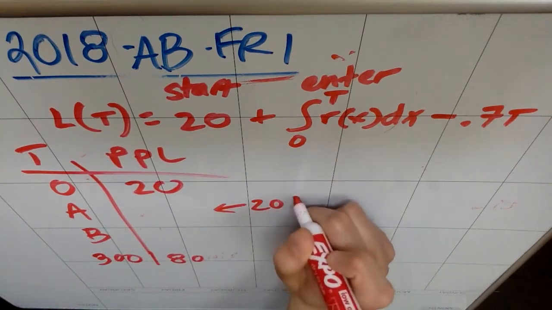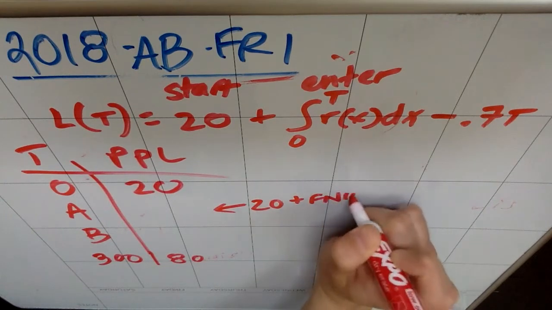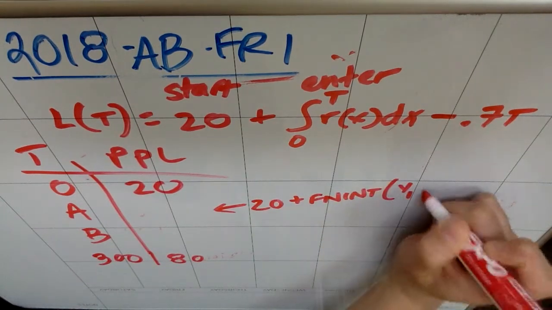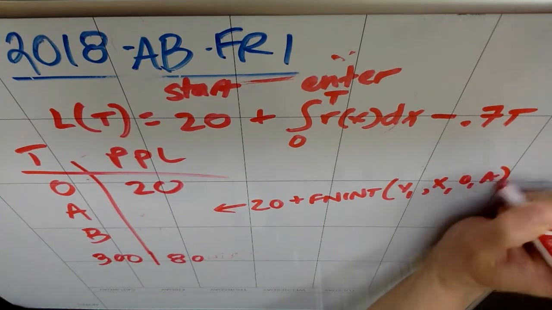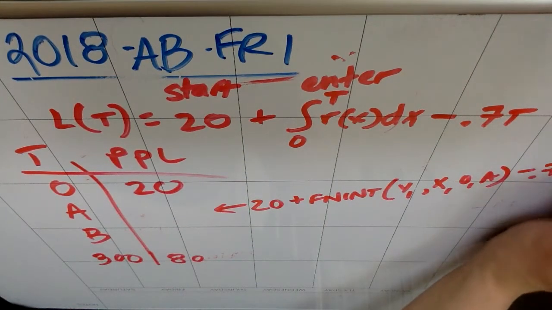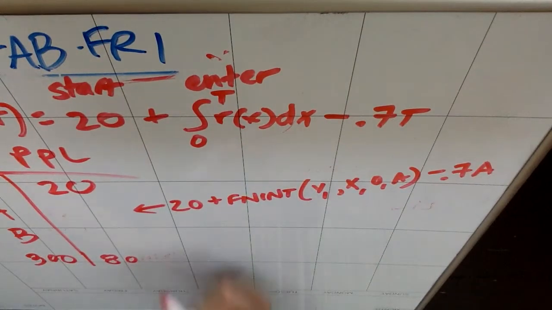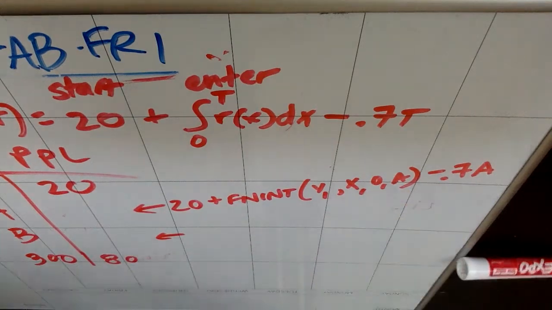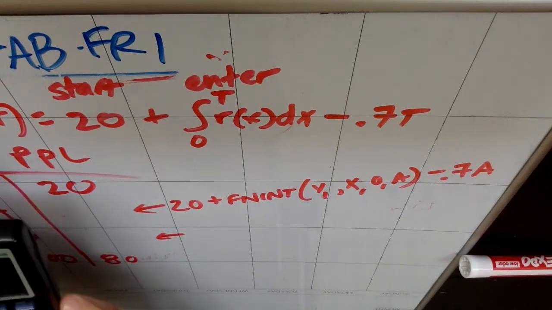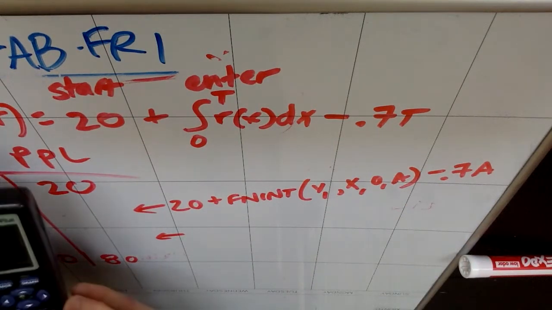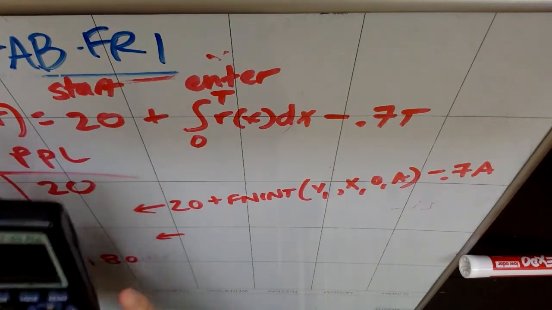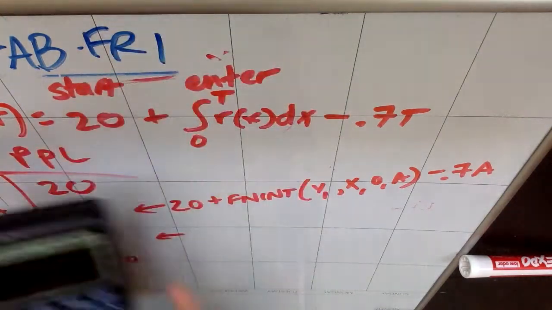I'm going to do 20 plus function integrate y1 with respect to x from 0 to a, minus 0.7 times a. I'm going to slide this over so you can see it. That's all I've got to do. And then when I want to find the other one, I'm going to do the same thing, but I'm going to hit second enter and replace these a's with b's. So if I do 20 plus math, oh, there's my calculator low on batteries. See, you should replace it.